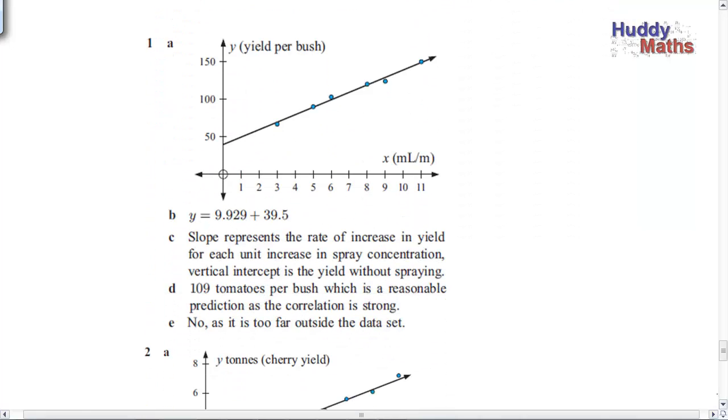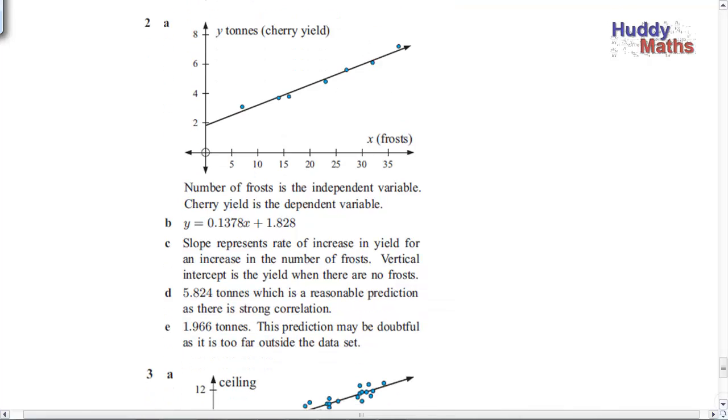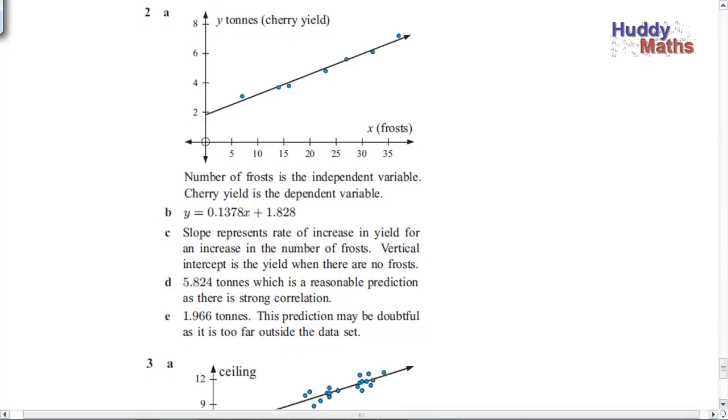There's question 1. Coming down now, let's look at question 2. And very interesting in question 3.